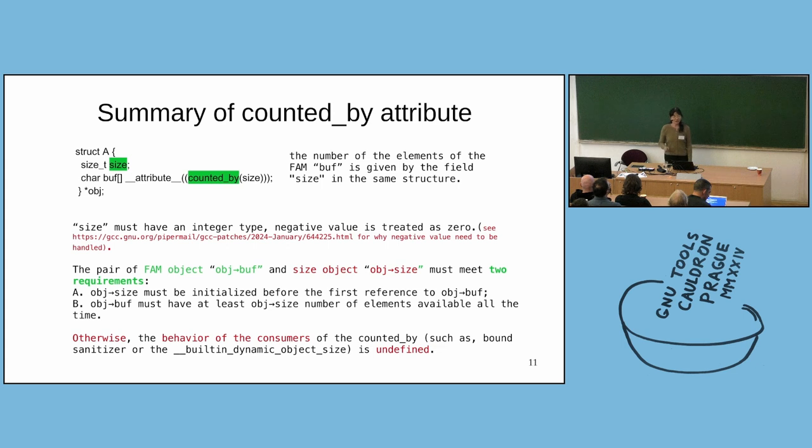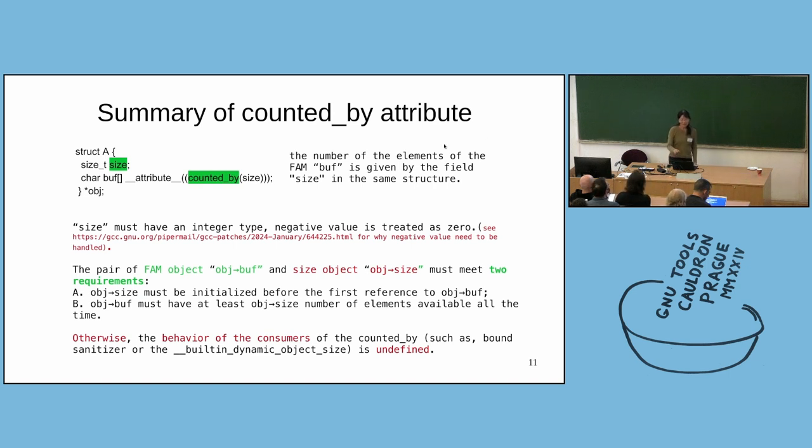So the first item is the counted by attribute. Let's go over the current design of the counted by attribute. For a structure with a flexible array as the last field, the buffer, we add a new attribute, counted by.